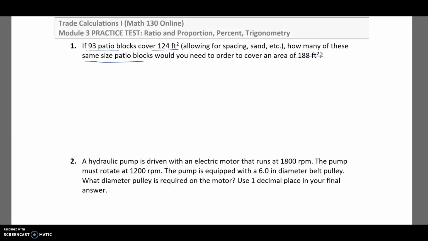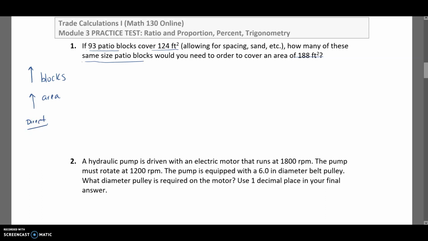First, we need to think about the relationship between these two variables. We have the blocks, and we have the area they cover. If we think about changing one variable, for example, increasing the number of blocks, we can see that that would cover more area. Since both variables are increasing at the same time, as we increase the number of blocks, we increase the area covered. This is a direct relationship.